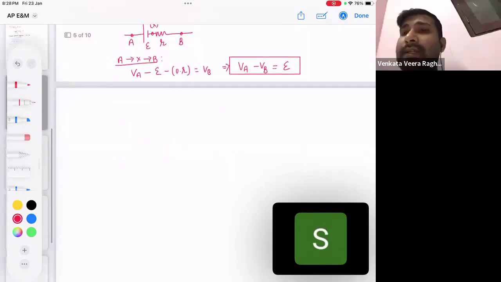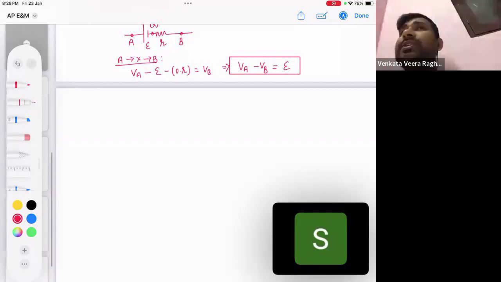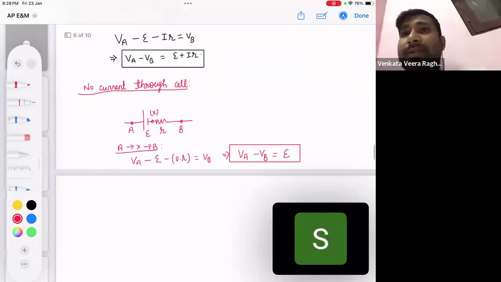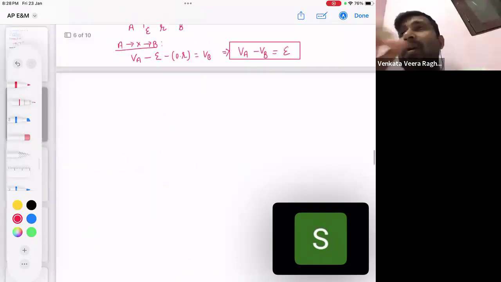This is how we will apply Kirchhoff's loop law, or you can say voltage law. You can apply it for a complete loop, or you can apply it partially for a circuit in the loop. Partial circuit also you can apply it. Okay, understood. Series and parallel combinations we have discussed, right? Okay, now up to this.